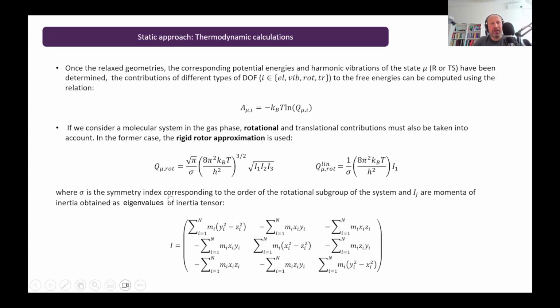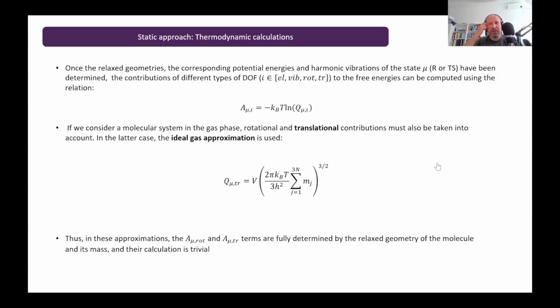Here, sigma is the symmetry index, which is just the order of the rotational subgroup of the system. And I1, I2, and I3 are moments of inertia and can be obtained as eigenvalues of the inertia tensor. This is a 3 by 3 matrix, and it is computed using the structure of your relaxed reactant or transition state. So this only depends on the geometry and atomic masses of your state. In the case of a linear molecule, if you diagonalize such a matrix, you would have one zero eigenvalue, and the two other eigenvalues would be identical. So that's why you have only I1 here.